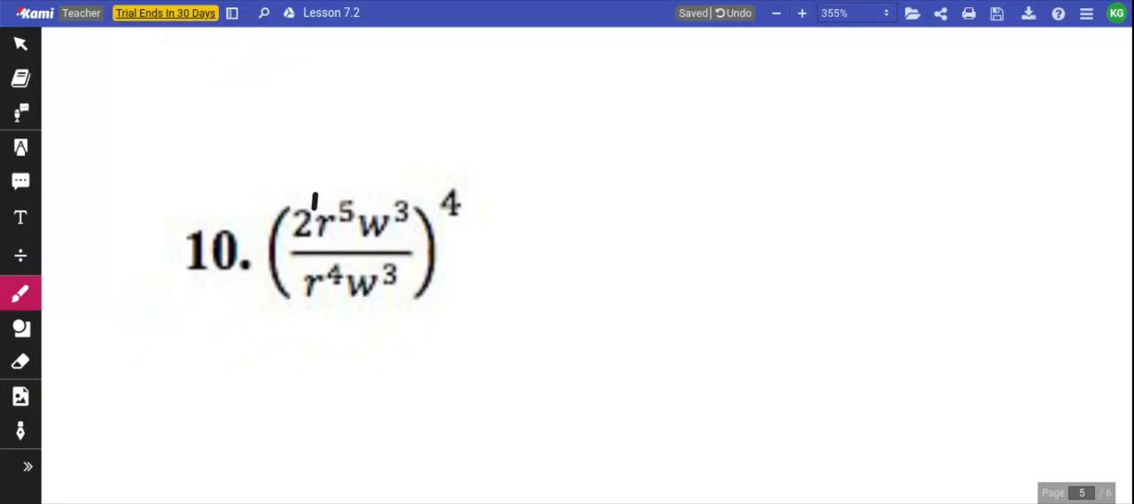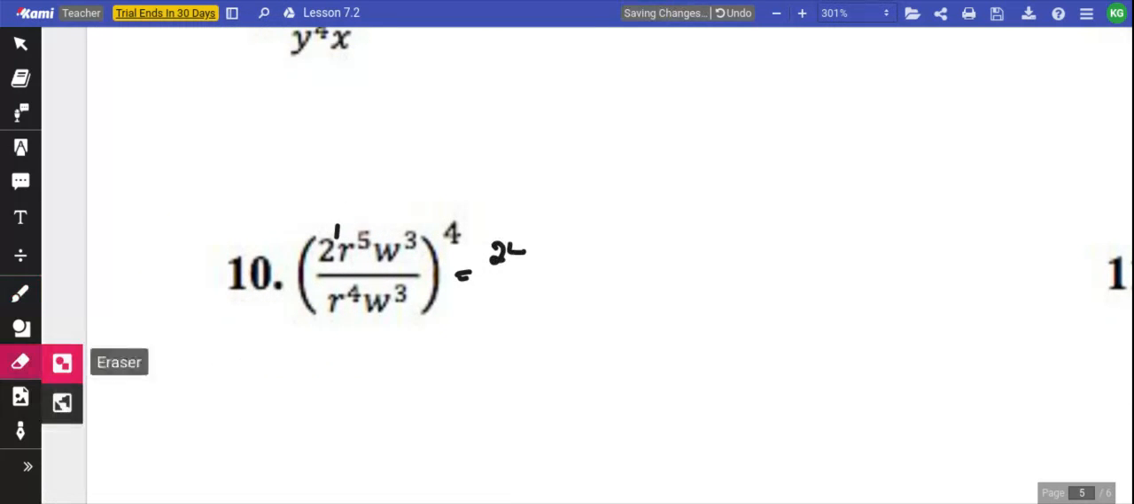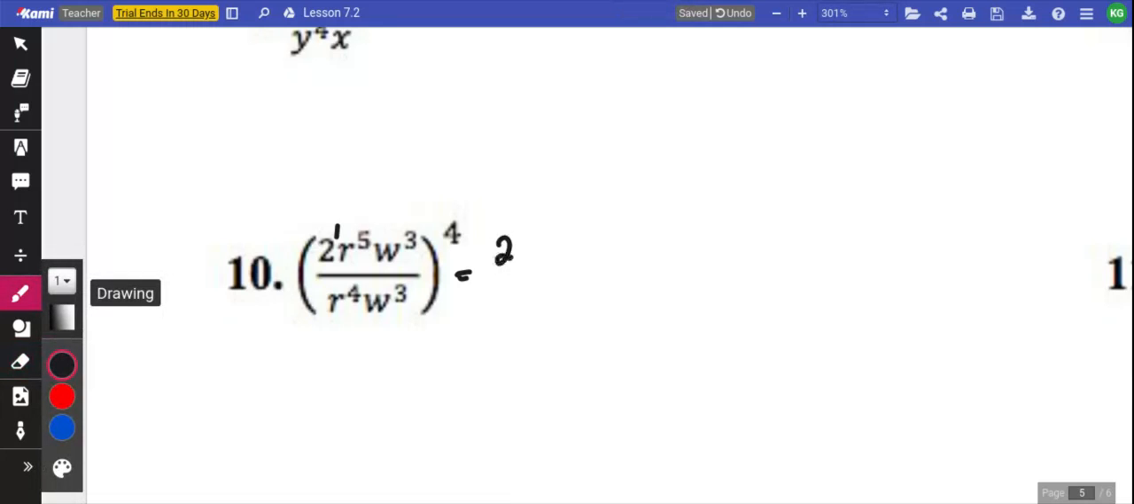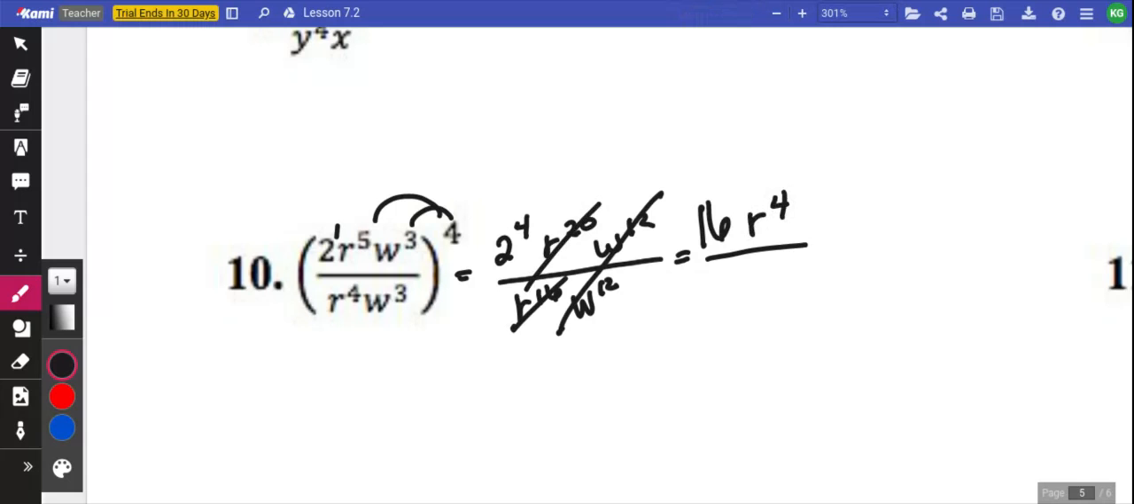On number 10, I'm going to distribute, so it's going to become 2 to the 4th, R to the 20th, W to the 12th, over R to the 16th, W to the 12th. The W's will cross out. 2 to the 4th power is 16. Cross out 16 R's from both, and there'll be 4 left on the top.